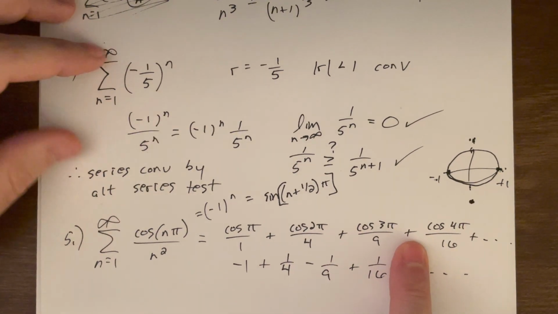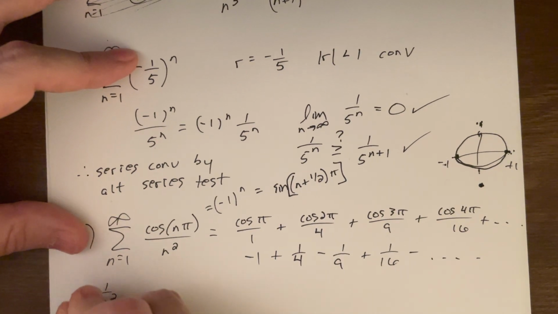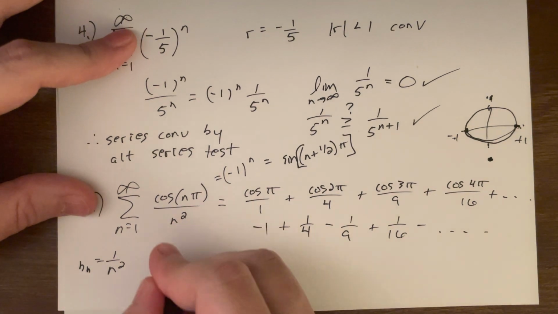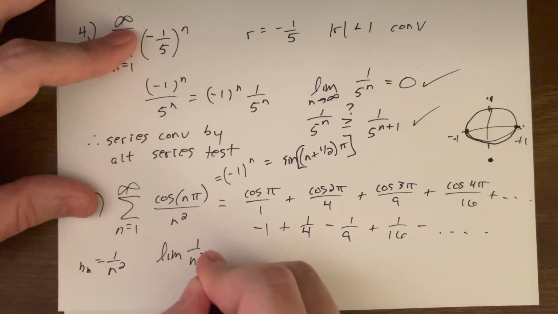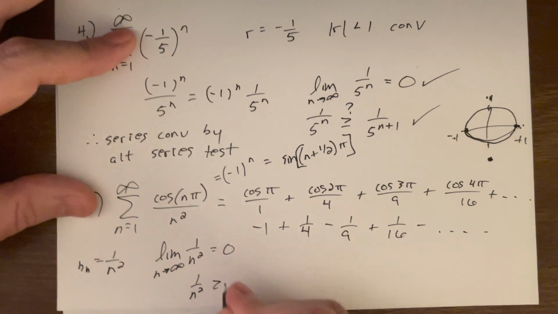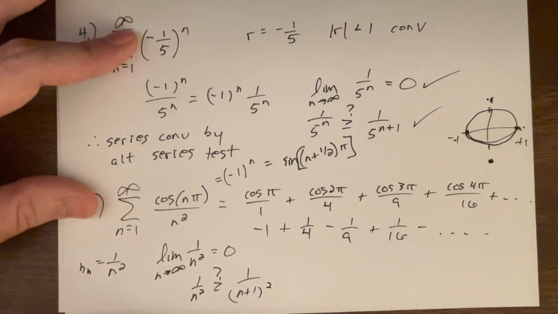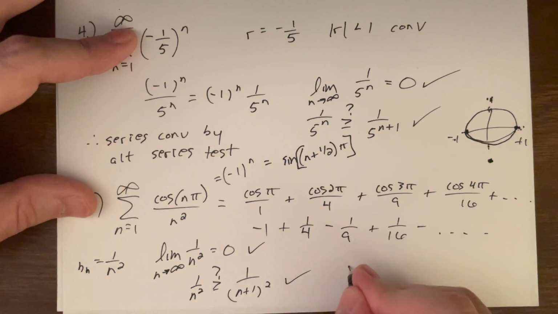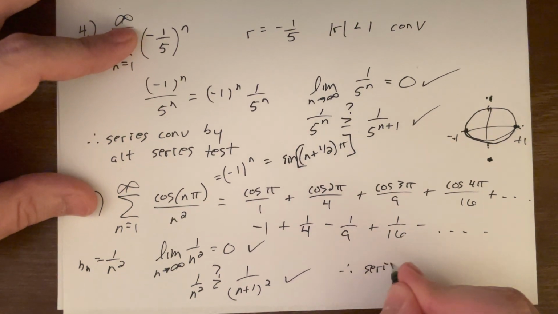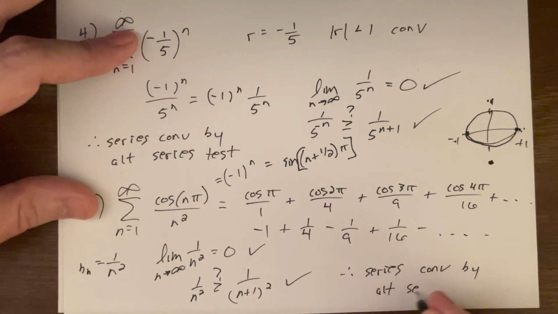That's still alternating. So we're really just looking at the 1 over n squared as b sub n. And you can very quickly confirm that, yep, that limit does indeed go to 0. And yes, that b sub n is also decreasing. So the series, again, converges by the alternating series test.